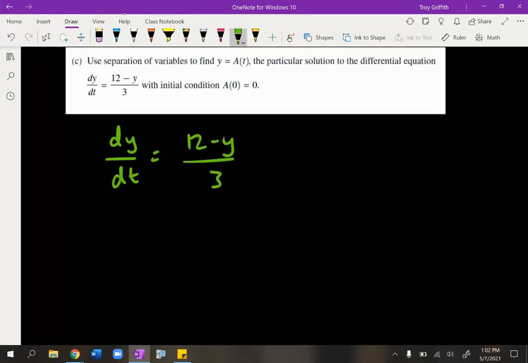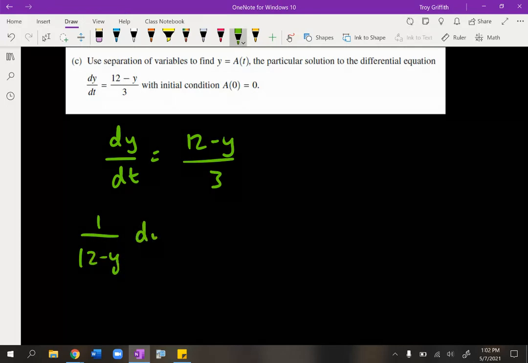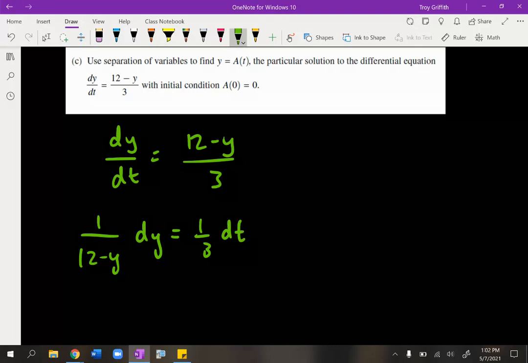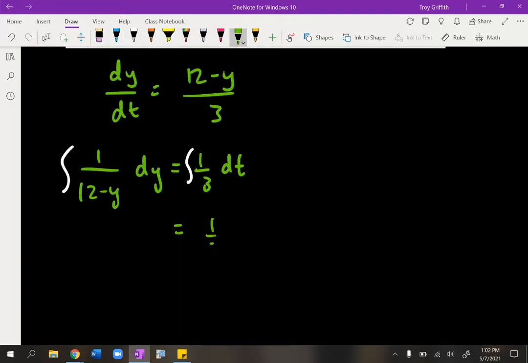So I'm going to begin here by multiplying by the reciprocal of 12 minus y to get the y's on the left side, and I'll multiply dt over to the right side. Okay, and then from here, I'm going to start taking the integral of both sides. Okay, start out with the easier side here, which would be the left side. We will go ahead and write this as 1/3 t plus C.